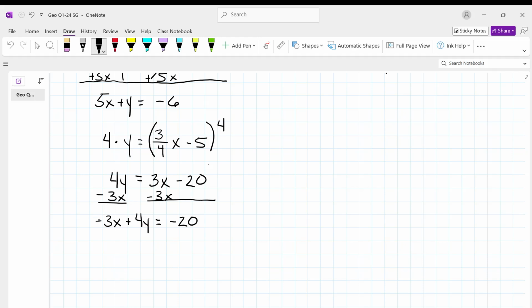Our a is -3, our b is 4, our c is -20. Those are called coefficients. The -3 and the 4, those are coefficients. The -20 is called a constant. And we don't have fraction or decimal coefficients.